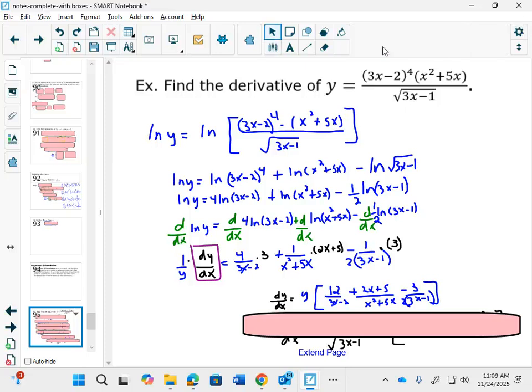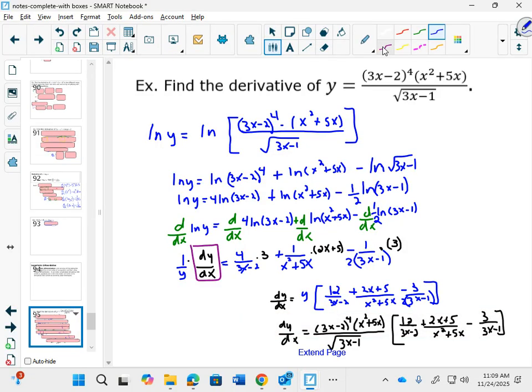And then, in the end, we can replace the y with what we had originally.